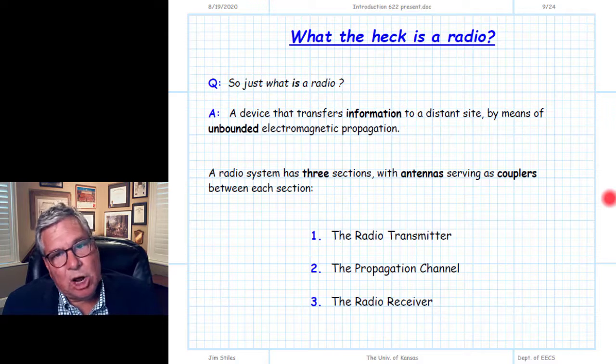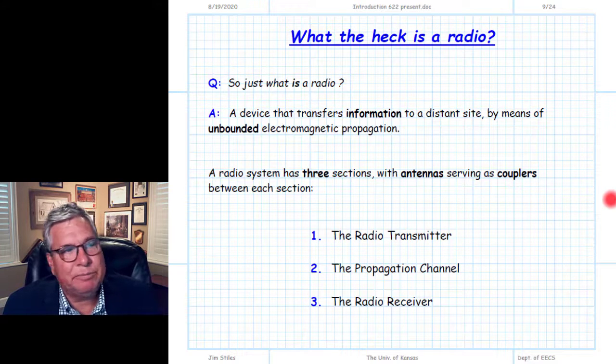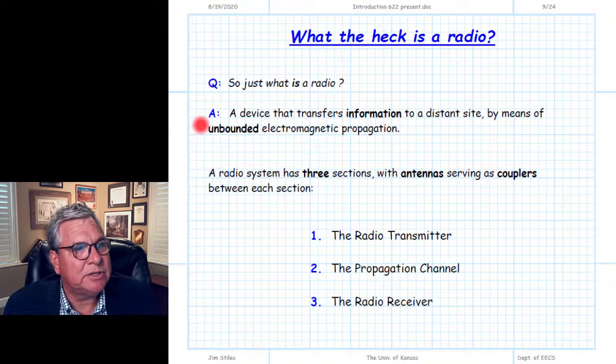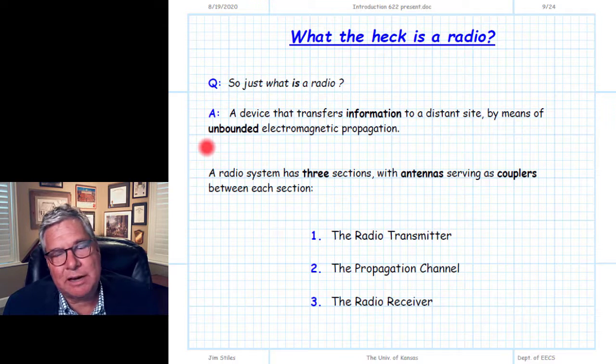So what is a radio? Well, an academic description of a radio is a device that transfers information to a distant site by means of unbounded electromagnetic propagation.